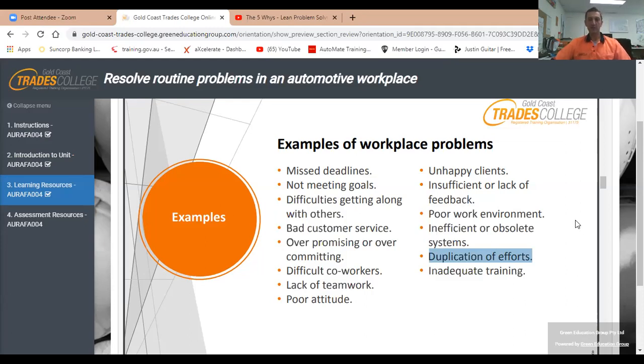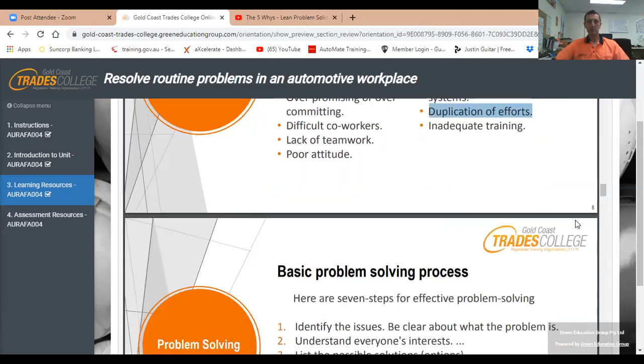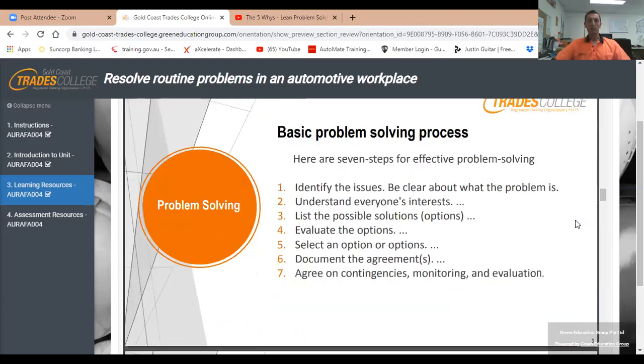Problems can be very much varied and can occur in a workplace. So there's no one reason for problems. So once we've got a problem, what do we do about that problem? What can we do? What is a basic problem-solving process? I've just put together 7 steps for effective problem-solving.